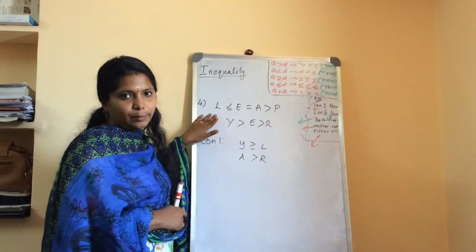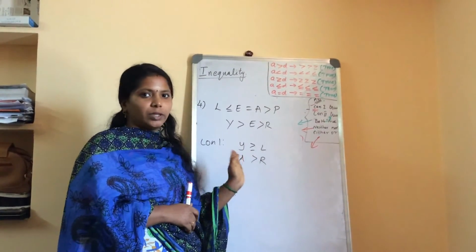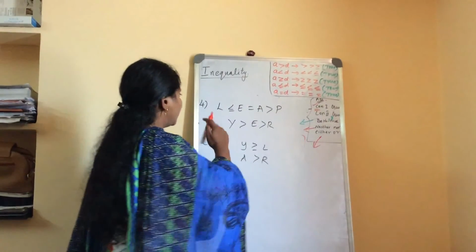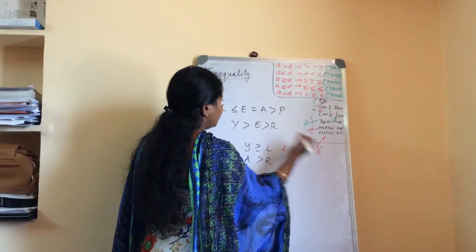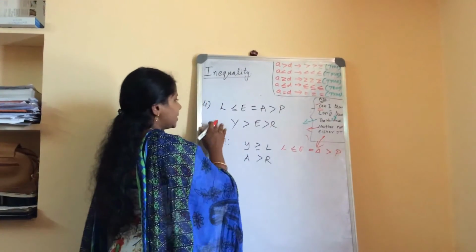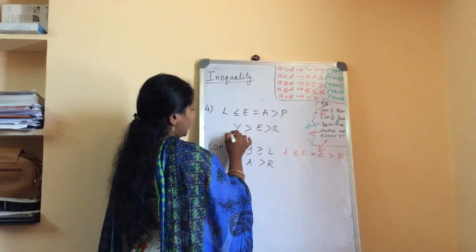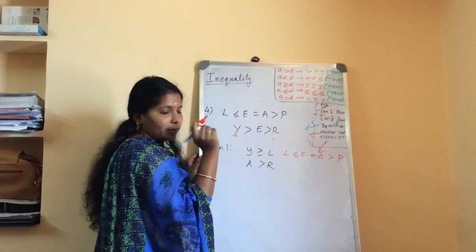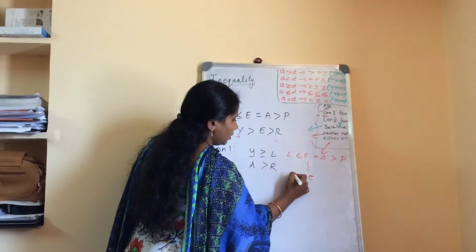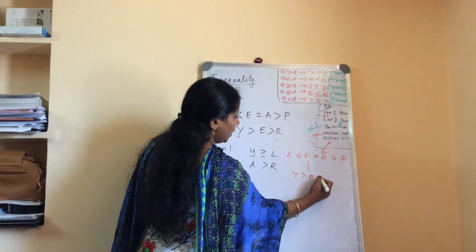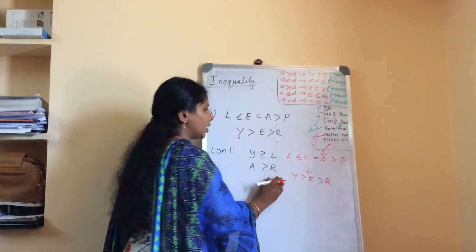If they have given two statements, as I have told you, you need to write them in a single statement so that it will be easier for you to find whether the conclusion is true or false. Okay, we'll write that first. L less than or equal to E, equal to A, greater than P. In the second statement, Y greater than E, greater than R. But Y and R are not in statement 1, so E is there. From E we can write this statement: Y greater than E, greater than R. So according to these statements, we have written them in our convenient way.